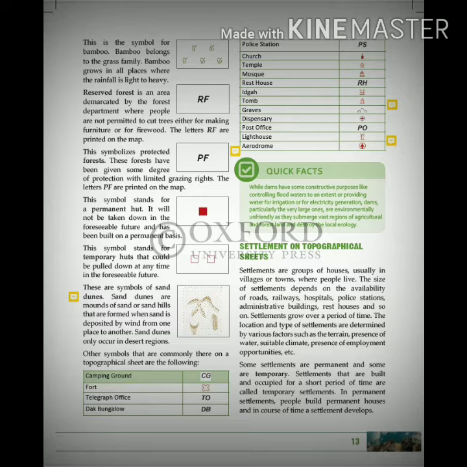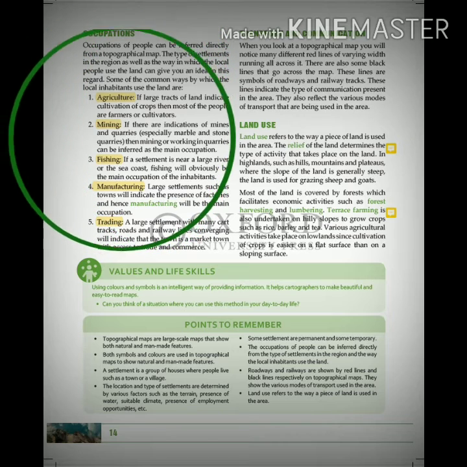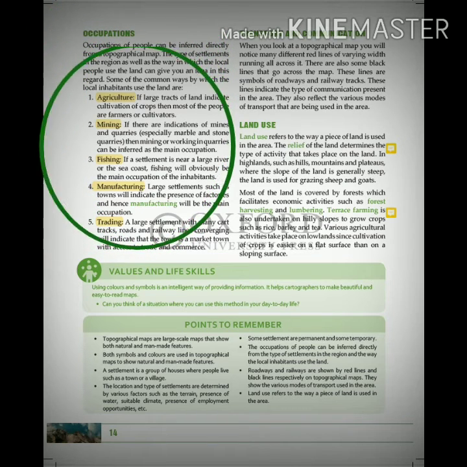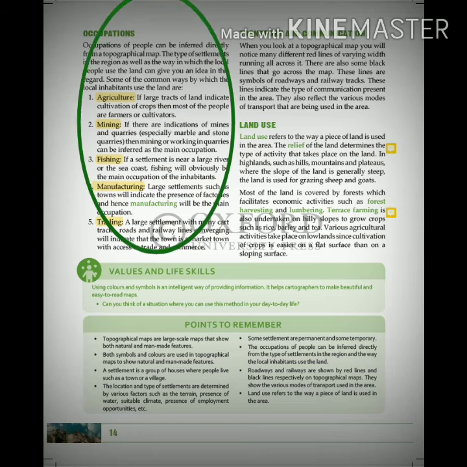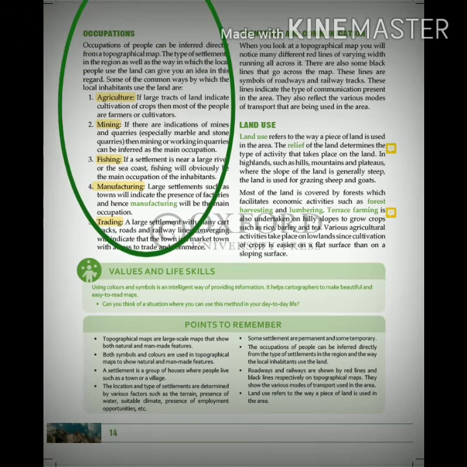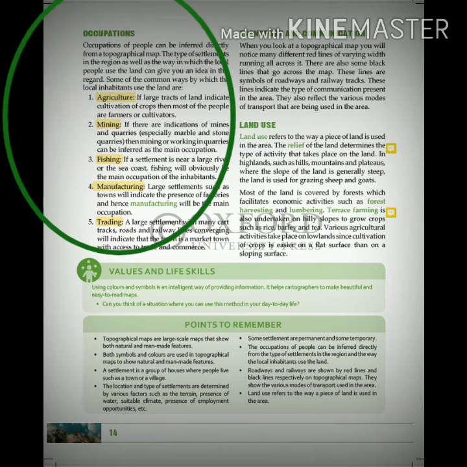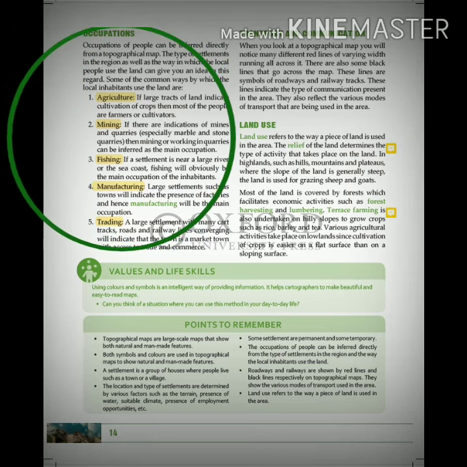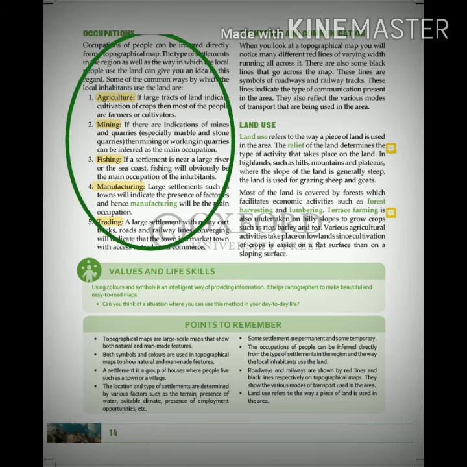We already know that settlements are permanent or temporary: permanent settlement which is for a longer period and temporary settlement which is for a shorter period. Occupation of people can be inferred directly from a topographical map. The type of settlements in the region as well as the way in which the local people use the land can give you an idea in this regard. Some of the common ways by which the local inhabitants use the land are agriculture, mining, fishing, manufacturing, trading.